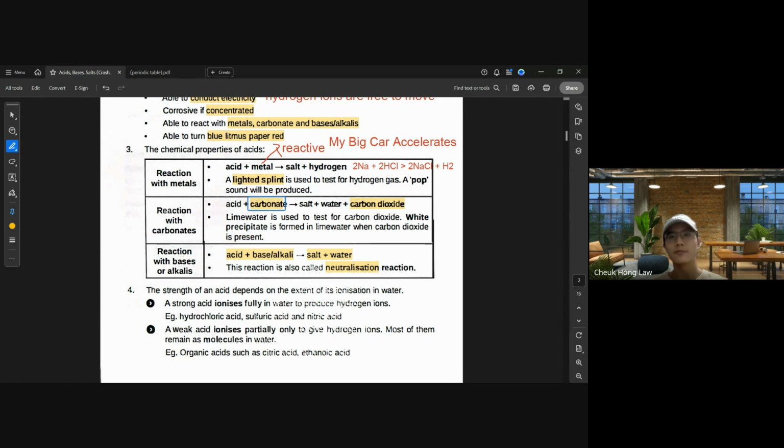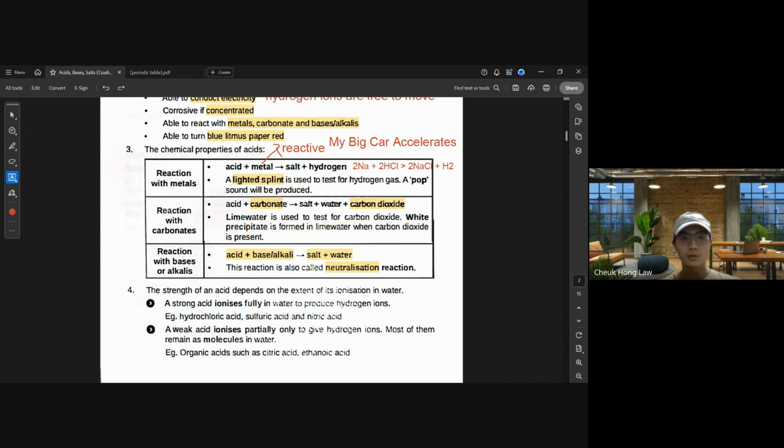So how do we know these reactions occur? It is based on the testing of the gases. How do we prove that this acid reacts with this metal? Test for hydrogen. How do we prove that this acid reacts with this carbonate? Test for carbon dioxide. How do you test for carbon dioxide? You bubble the gas formed into lime water. Then a white precipitate will form if carbon dioxide is present.